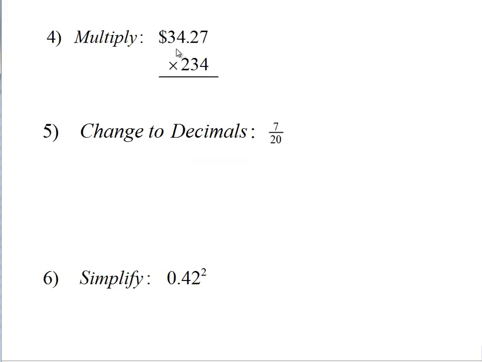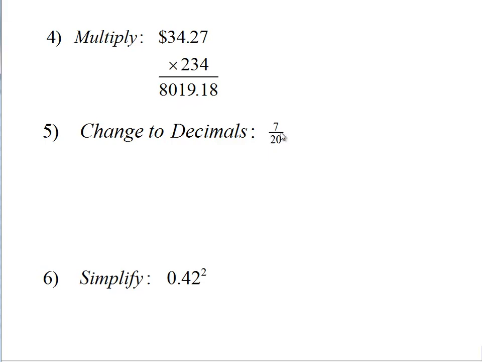Okay, multiplication. If you have money and you're multiplying $34.27 times 234, again, just type that in your calculator and you're going to come up with 8019.18.